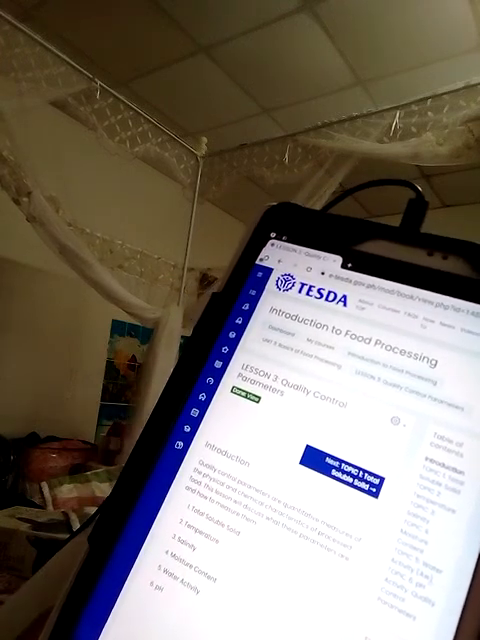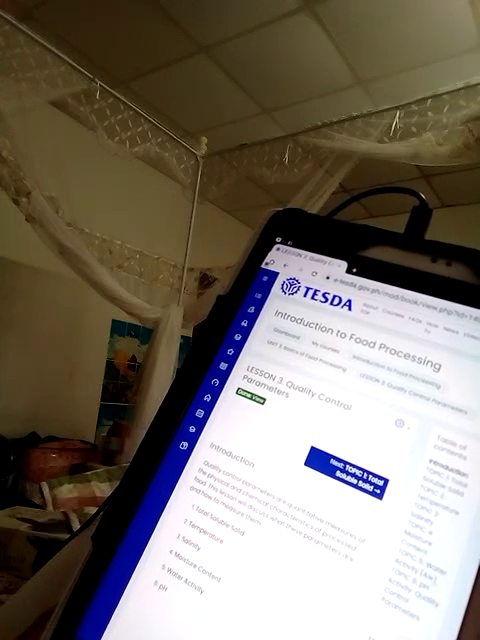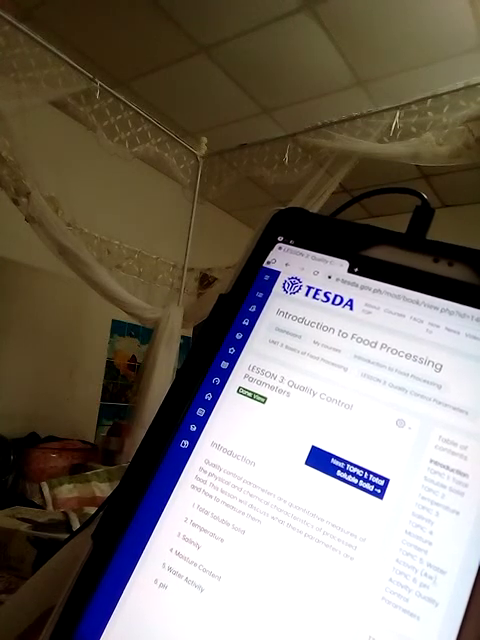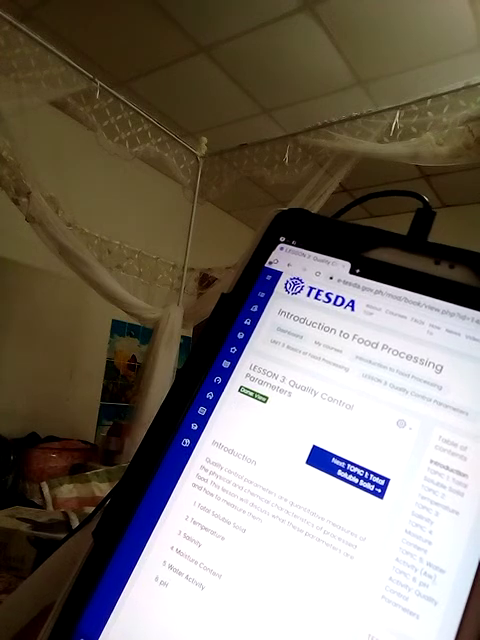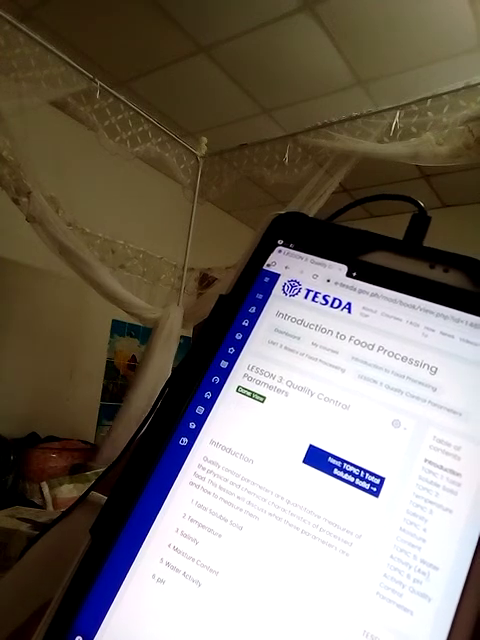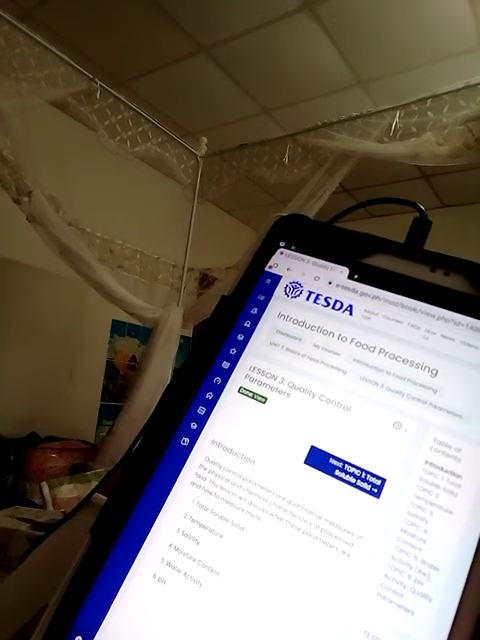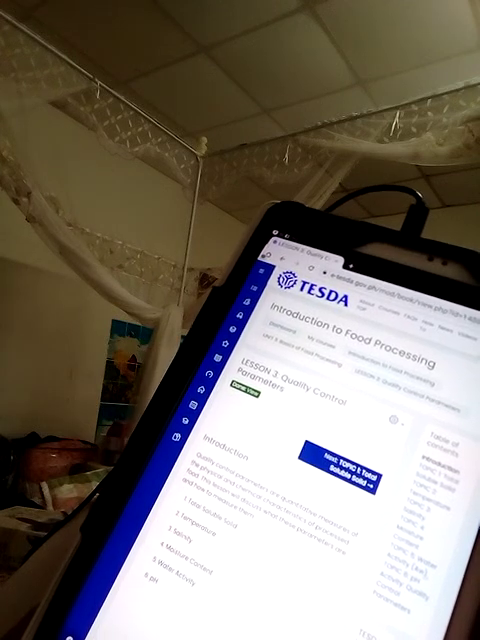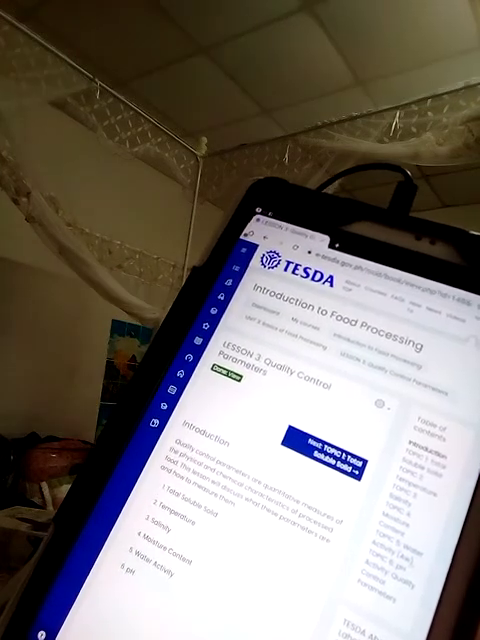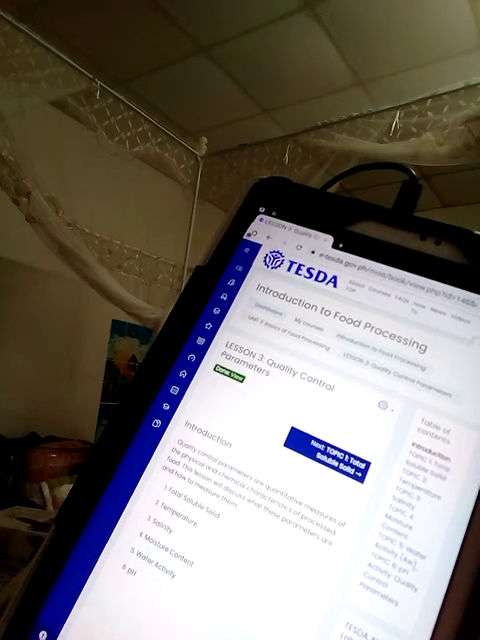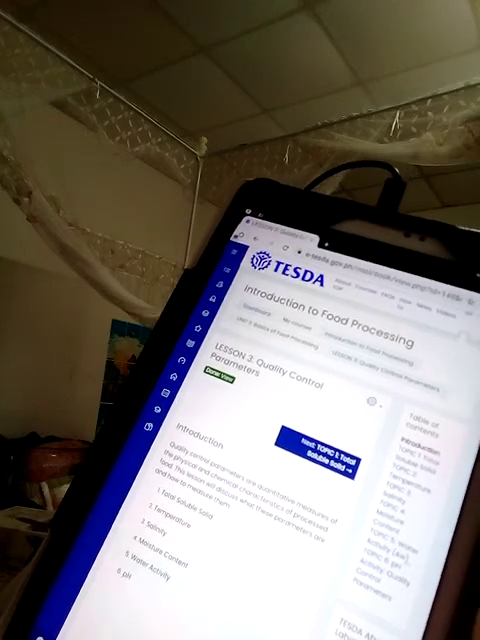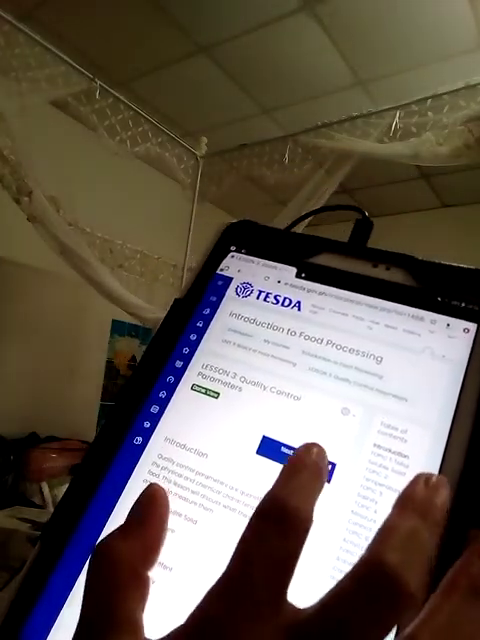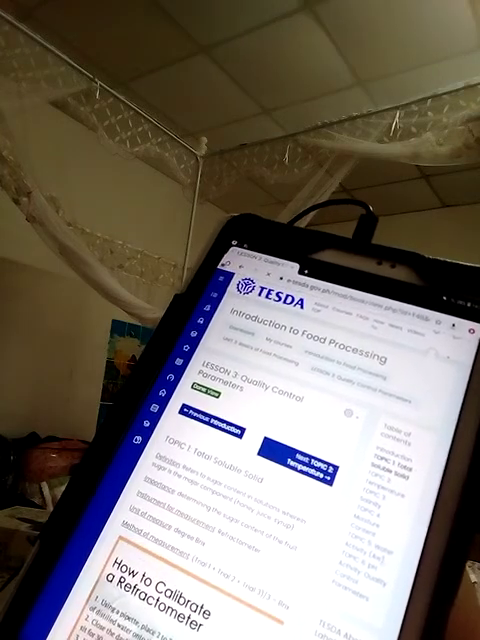Topic 1, total soluble solids. Topic 2, temperature. Topic 3, salinity. Topic 4, moisture content. Topic 5, water activity. And topic 6, pH. So we're in topic 1.